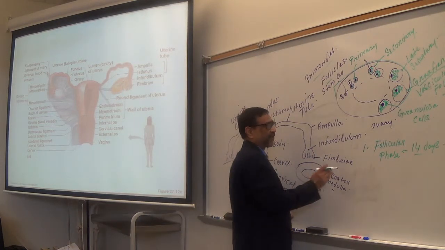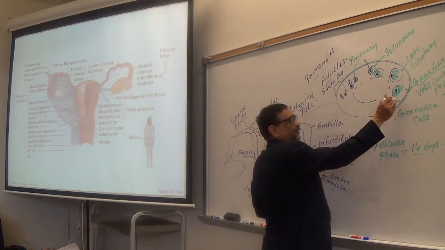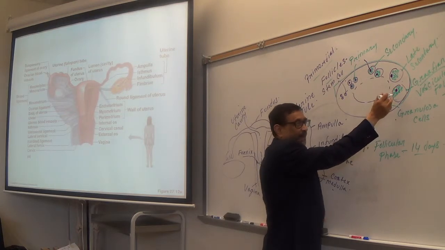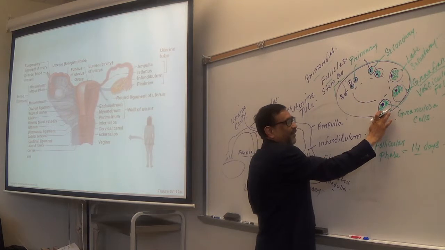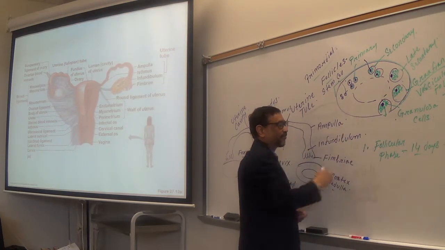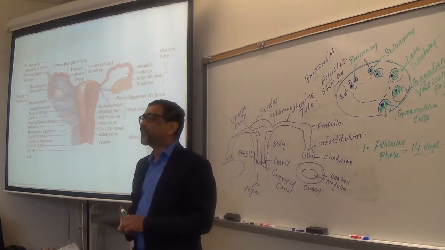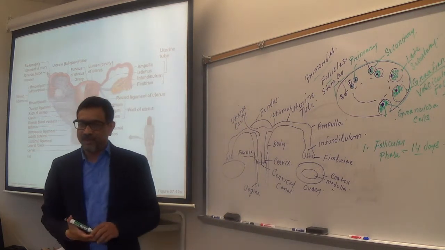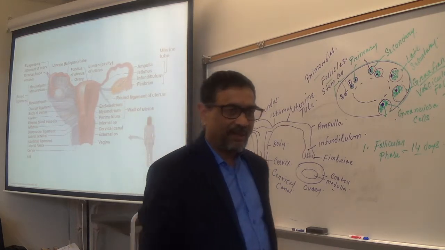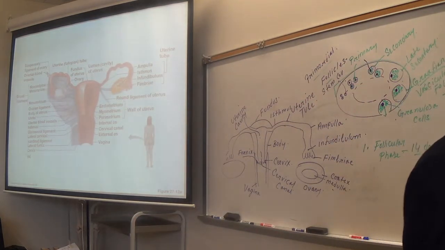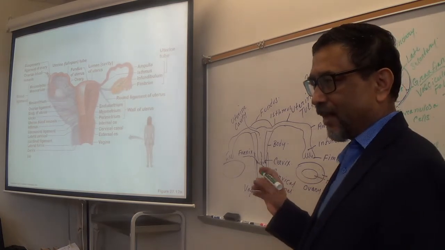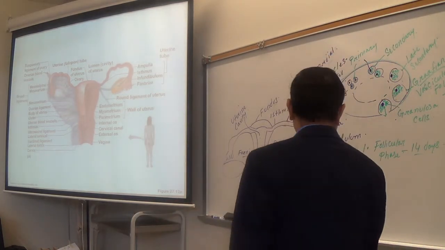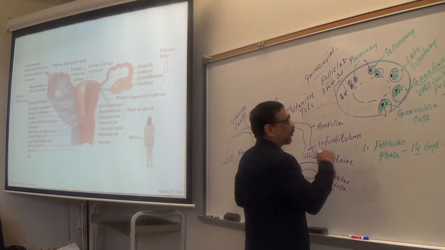Then what happens next? The most mature Graafian follicle ruptures and releases the egg. This egg gets out, and that is called ovulation. Rupture of the Graafian follicle and the release of what? The ovum, right? To the outside of the ovary. And that is called what? Ovulation.